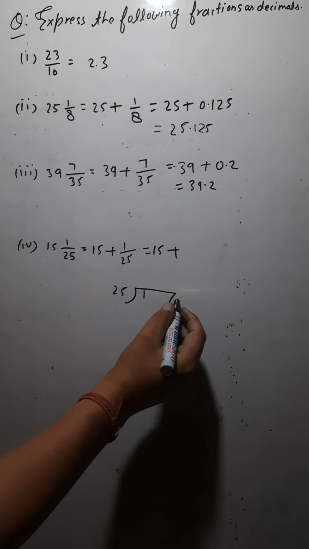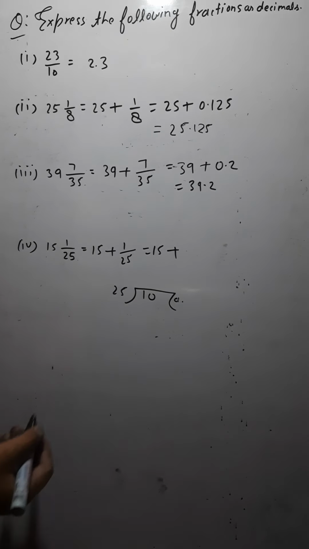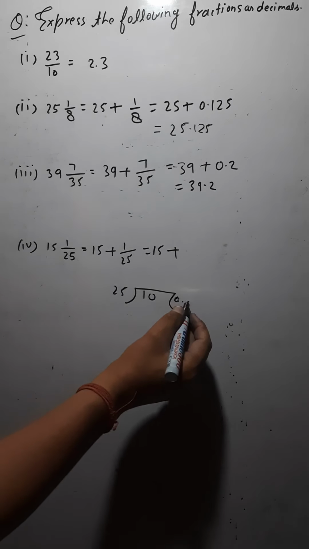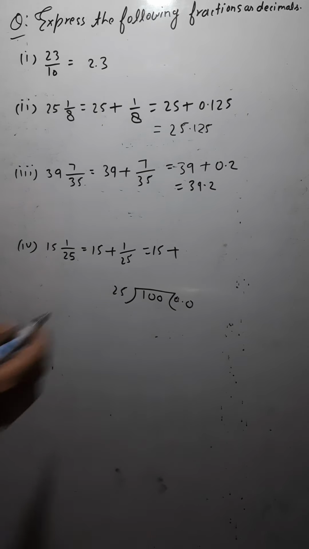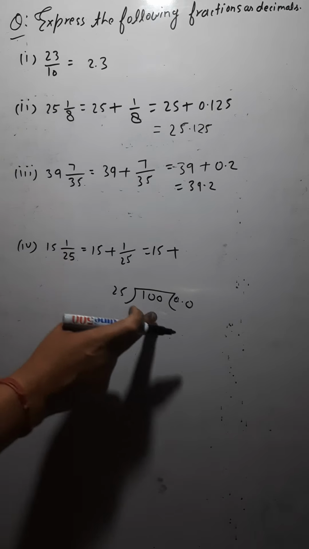Not divisible right now. You will put a decimal. 10. Again not divisible. So what would you do? Again you would put one more 0 there and one more decimal here. Sorry, one more 0 here, one more 0 here also. Okay. Now how many times would it go?